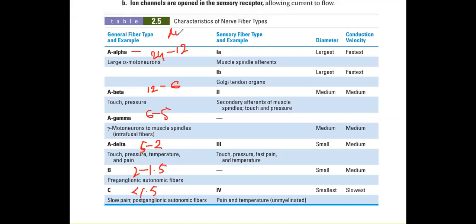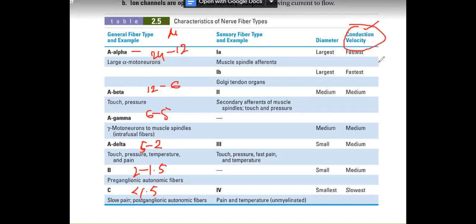So this was one way to classify them, one basis. The other basis is conduction velocity. On what things does the conduction velocity depend? On the myelination.